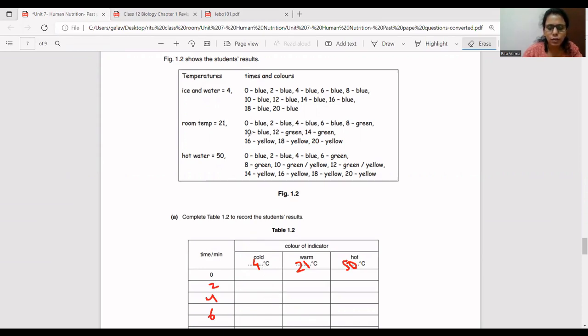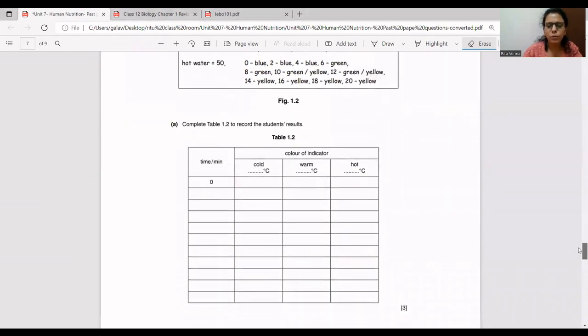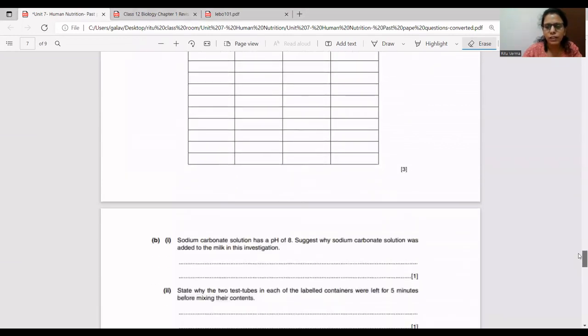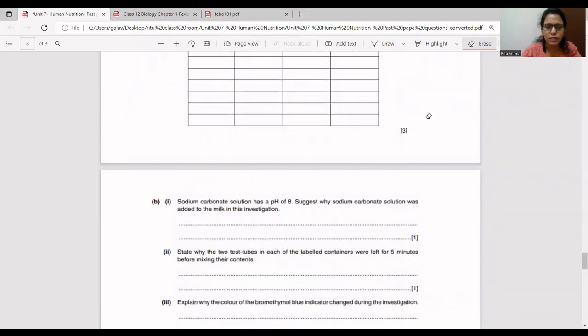Okay. And then you have to write down the color of the indicator. Now here at 0, it is blue. Okay. So you can write down here blue, and then blue. I am writing it as B, B, B, but you have to write down the complete word blue. Okay. So you have to make the proper table. Okay. Proper readings. You have to record all the readings in the table, and then only you will be awarded 3 marks, because this question is for 3 marks.